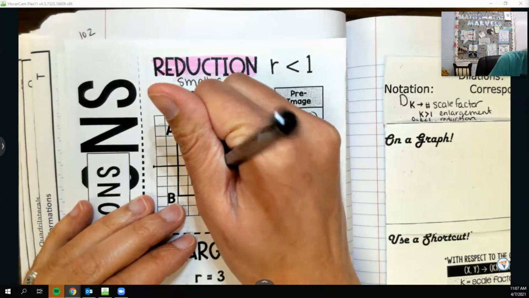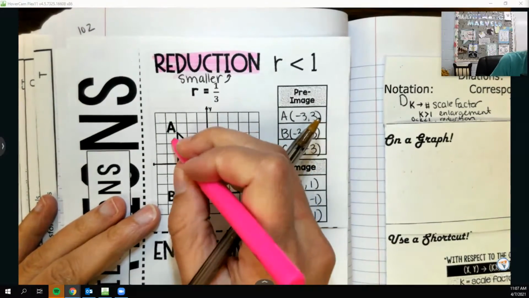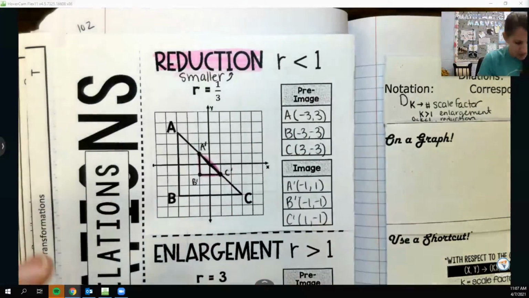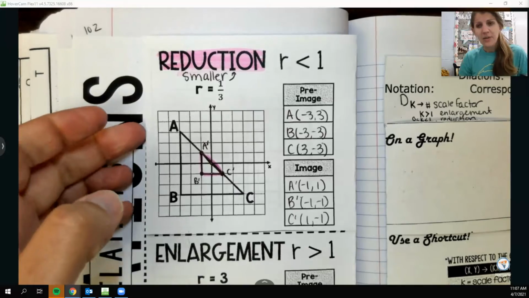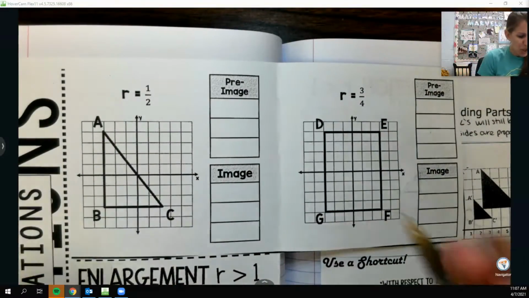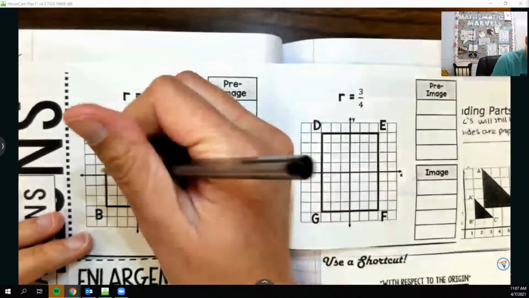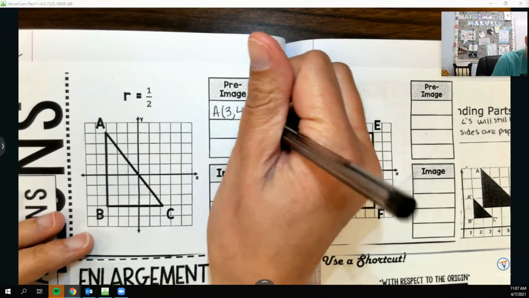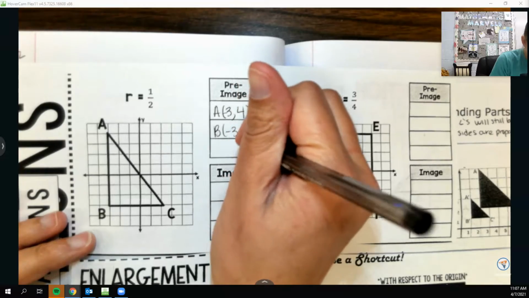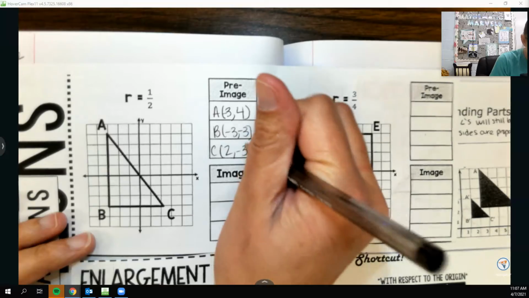And the other thing that I can notice as well, that these side lengths all reduced by a third as well. This was 6 units long, and now it's only 2 units long. So that's good as well. So staying on the reduction, let's open this up and try this one out here. So we have our triangle. A is at -3, 4. Oop, -3, excuse me. B is at -3, -3, and C is at 2, -3.